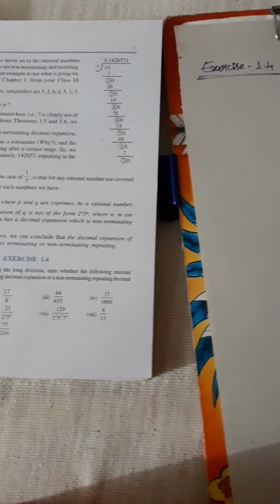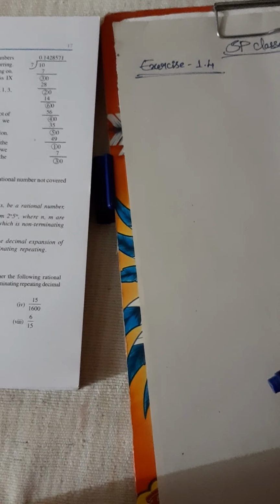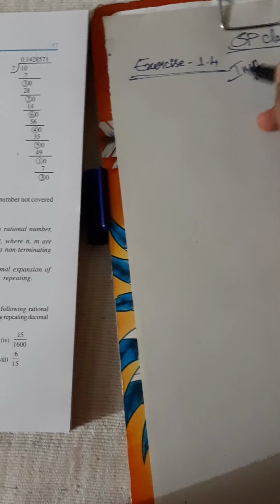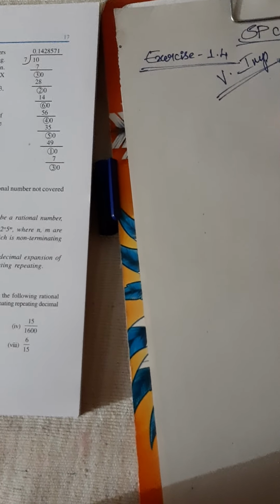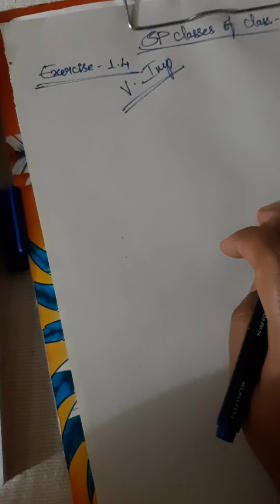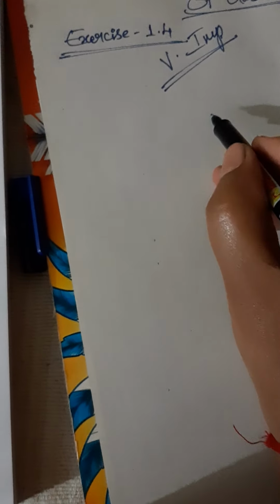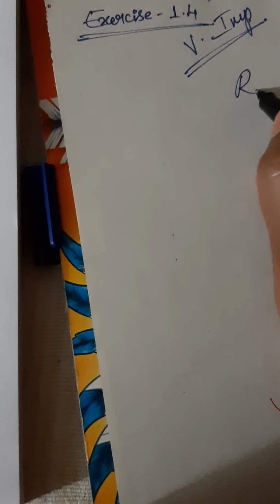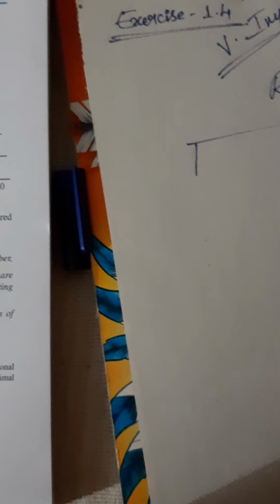Let's continue our next exercise, that is exercise 1.4. This is very important according to NCERT, and according to our CBSE level of examination also. Before going into this, regarding the decimal expansion of numbers, we have two classifications of real numbers. Real numbers are classified into two types.